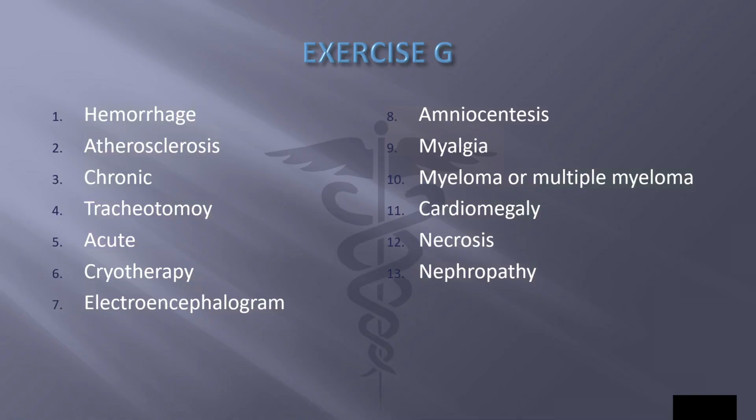11, enlargement of the heart is cardiomegaly. 12, abnormal condition of the death of cells is necrosis. And 13, disease condition of the kidney, nephropathy.